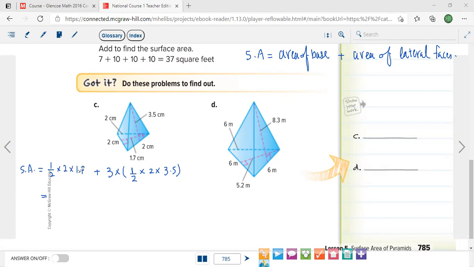So half times 2 is 1, times 1.7 stays 1.7. Half of 2 is 1, so no need to evaluate this one. So 3 times 3.5 directly will give you 10.5. 1.7 plus 10.5 will give you 12.2. Of course, 12.2 centimeter square.